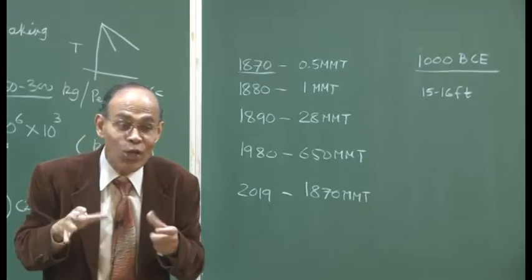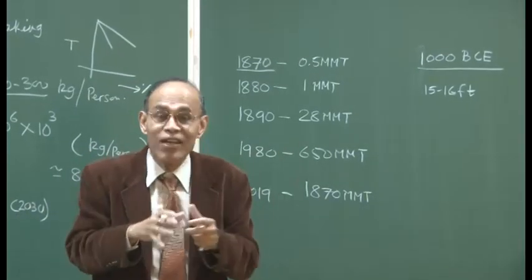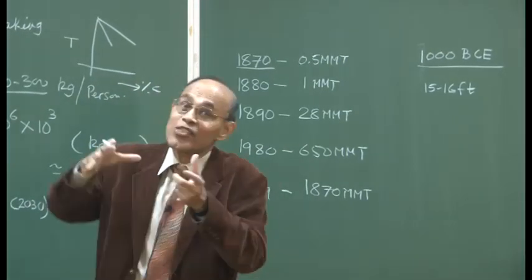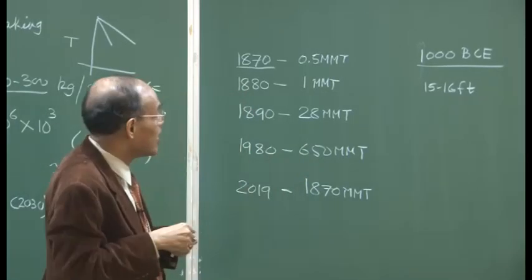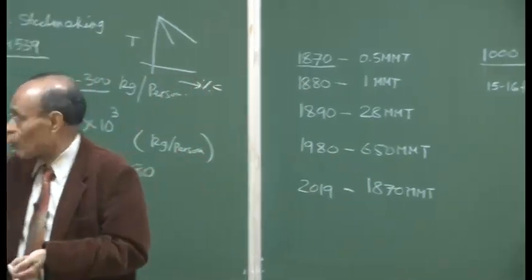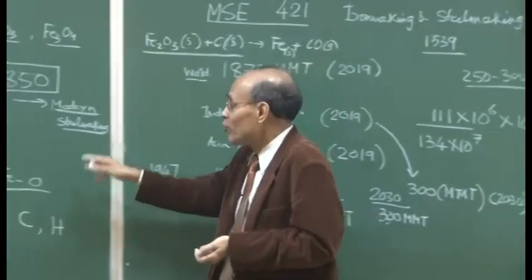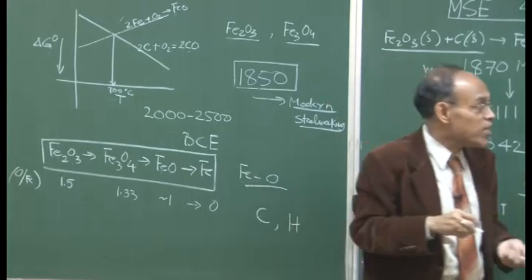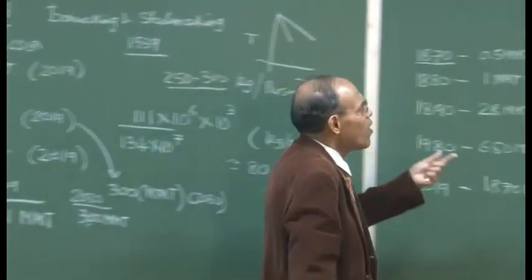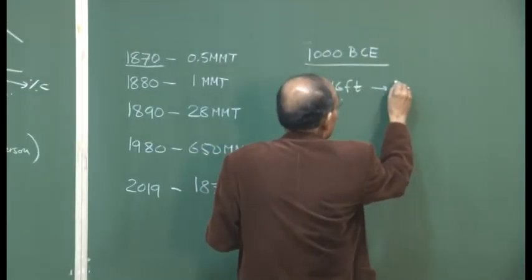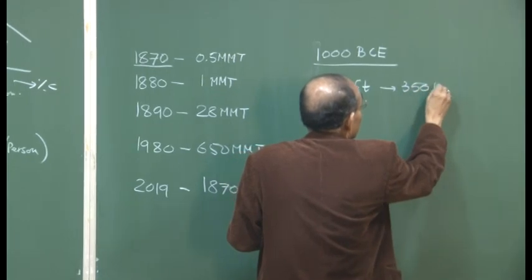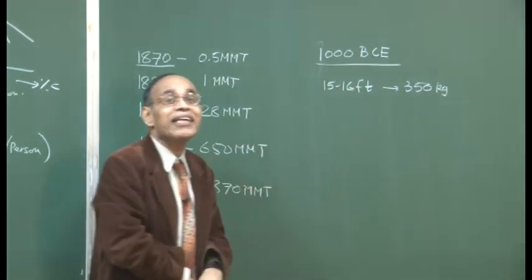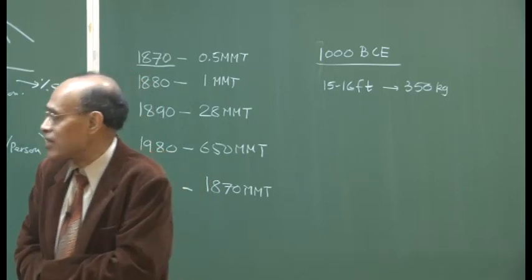So what do you look for? You look for those regions near the iron ore mines where there's a good draft of air, such that ready oxidation of carbon, or coal, can take place, and therefore you can come to a temperature of more than 900 degrees centigrade. So this sort of a furnace, as I said, under solid state would be producing 350 kg of iron in a day or so. That's the kind of production.